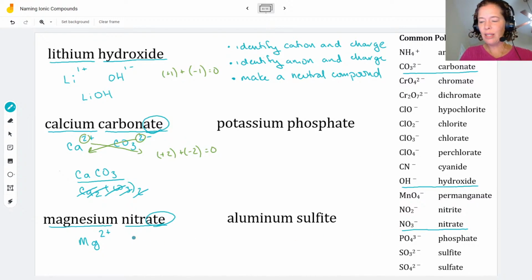So I'm just going to write this down as is, NO3, and it's got a charge of -1. So let me check and see if I have a neutral compound, even though, yes, I know it's not going to be neutral.